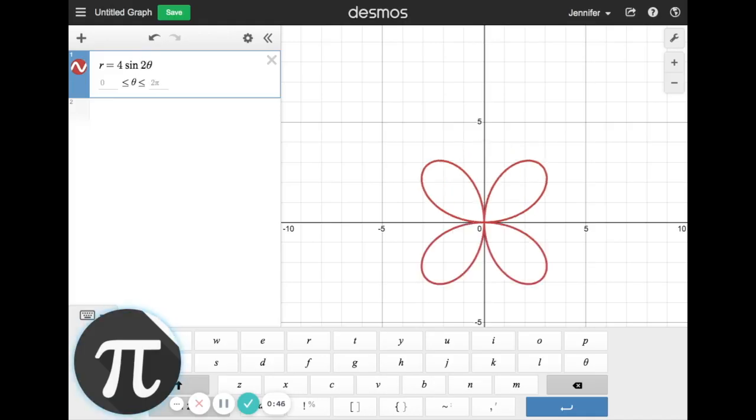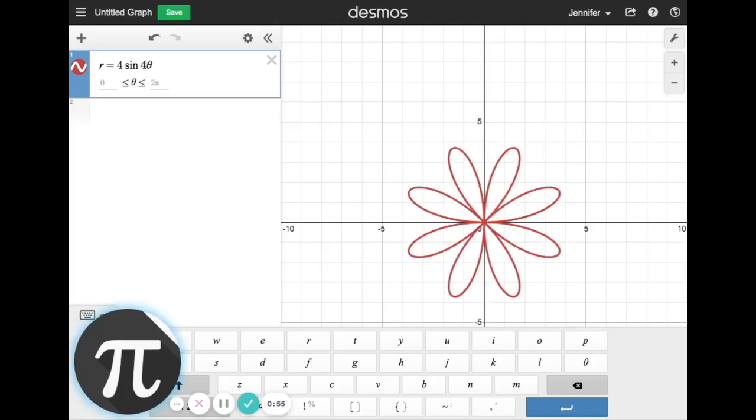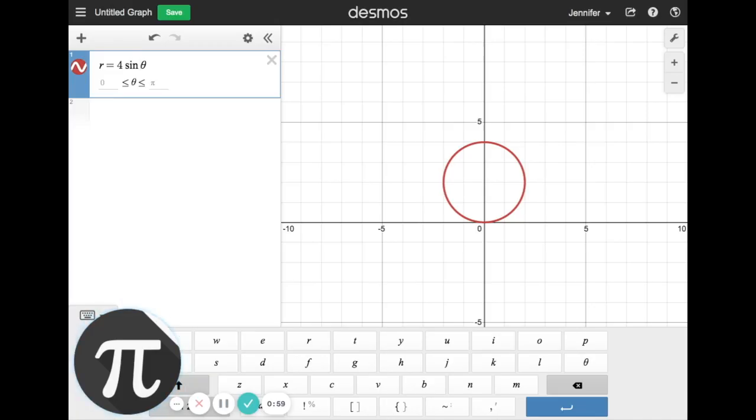If I make it 2 theta, now I have this flower-looking thing with 4 petals. And if I make it 3, I get 3 petals. If I make it 4, I all of a sudden get 8. So it's going to make a difference whether it's even or odd. So let me look if I do 3.